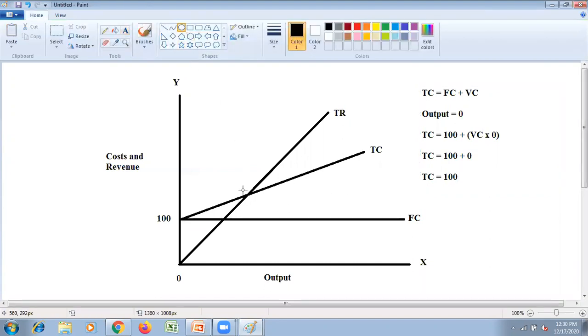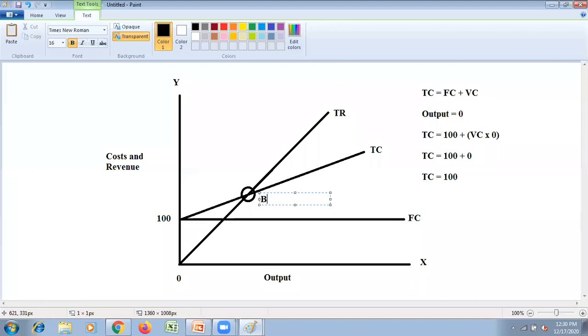Okay, and now you can see that there is an intersection between total revenue and total cost. And this is what we call break-even point. This is break-even point, and let me write it there. This is break-even point, right?